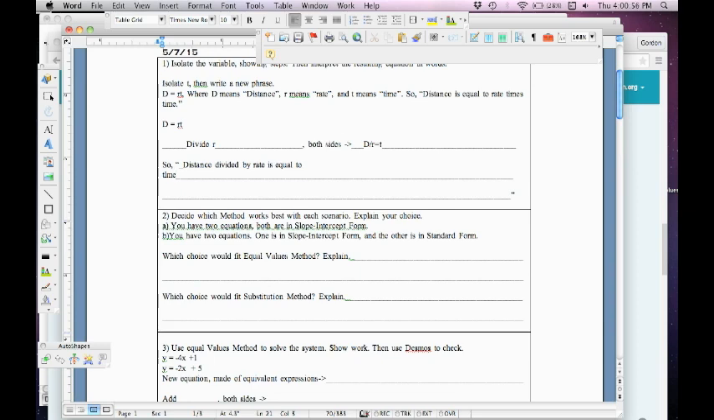Okay, 2, decide which method works best with each scenario. Explain your choice. Scenario A, you have 2 equations. Both are in slope-intercept form. Slope-intercept form is like y equals mx plus b, and they're both in that way. So we're going to have 2 of those, so I'll just write that so I can see it. And then scenario B, you have 2 equations. One is in slope-intercept form, so that's this.